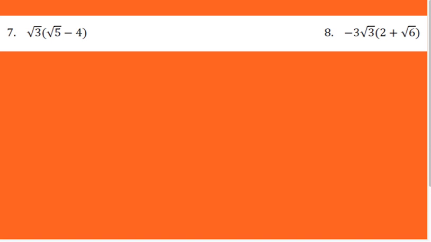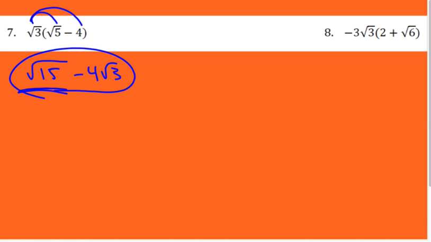So guess what does not go away? If you said distributive property, you are correct. I'm going to multiply here, multiply here. So I get square root of 15 minus 4 square root of 3. I cannot simplify that. That's as far as I can go. So this will be my simplified answer. All I did was distribute it and multiply what goes underneath together.